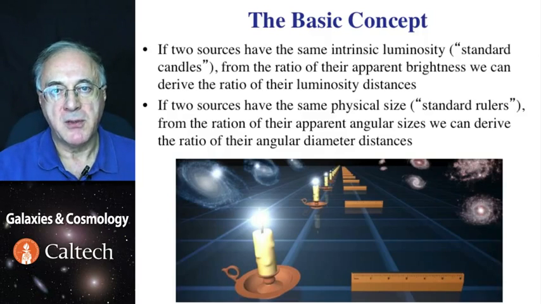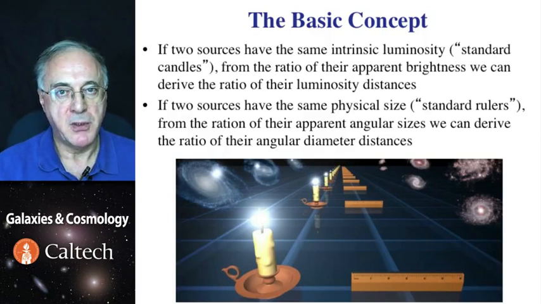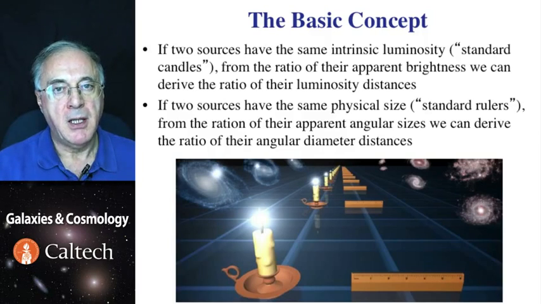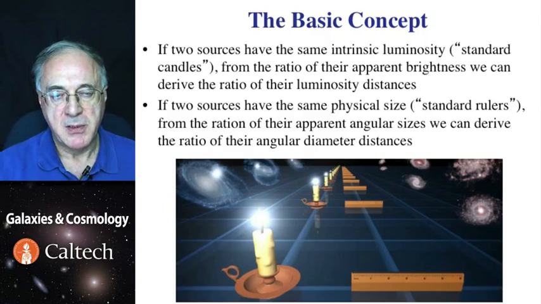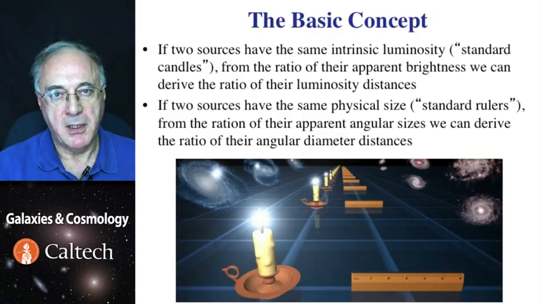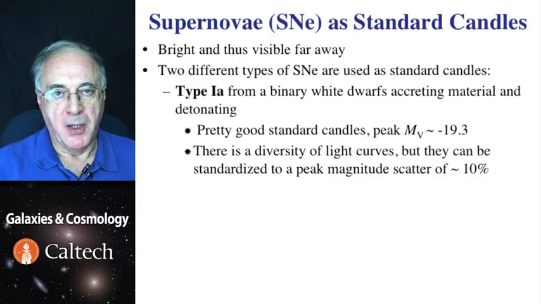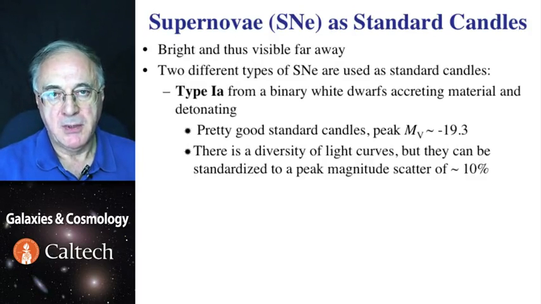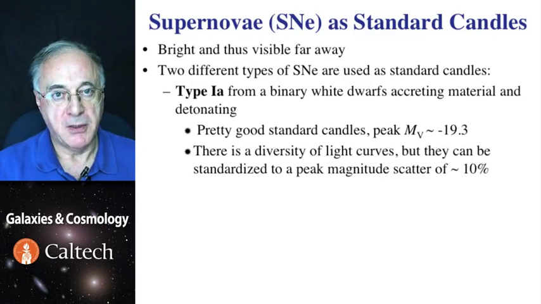Similarly, if we have objects of a standard size, like a ruler is always the same size, and observe it at different distances from us, the ratio of the angular diameters will be equal to the ratio of the angular diameter distances. So we could use standard rulers to determine relative distances to objects we're looking at. So how do supernovae play in this? They're certainly very bright, can be seen very far away, which makes them useful for cosmological tools. And it turns out they can actually be standardized.